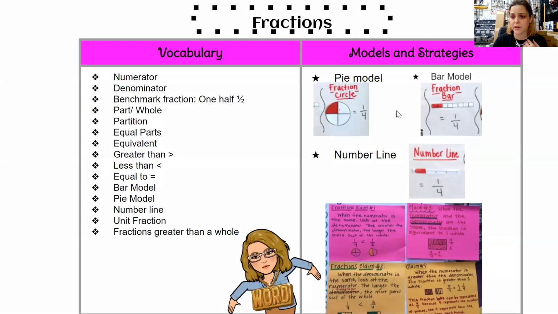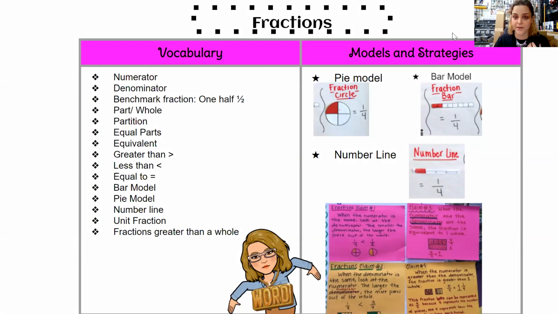So let's start with reviewing our fraction vocabulary like we always do. Remember, if I do the gesture, you do the gesture at home, and you can say the word out loud. So say it with me: numerator, denominator, benchmark fraction, 1/2, part, whole, partition, equal parts, equivalent, greater than, less than, equal to. We have a bar model, we have a pie model, we have the number line, unit fraction, fractions greater than a whole.